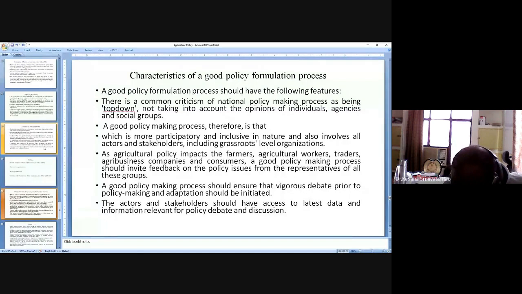Then finally, we can see what are the characteristics of a good policy formulation process. There are some points which I have briefly indicated. It depends upon place to place, because from different stakeholders' and different actors' points of view, the policy formulation characteristics may also change. So it is not compulsory that all the characteristics which I have been telling will be implemented in each and every place. That is what you have to understand. A good policy formulation process should have the following features.